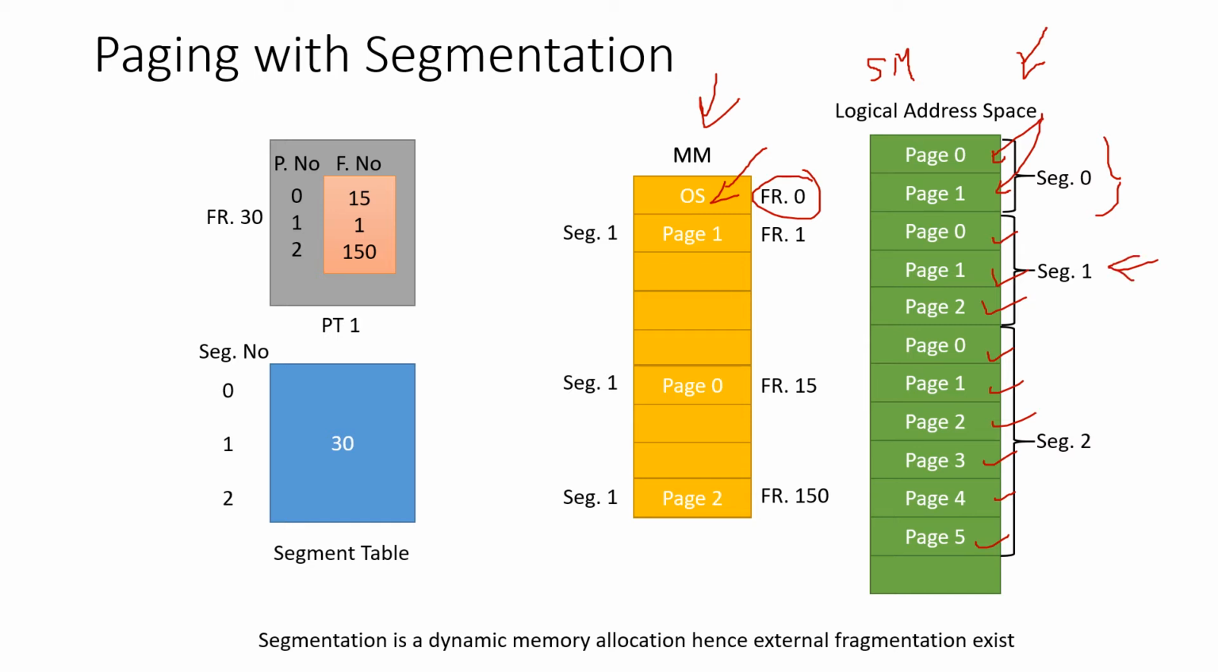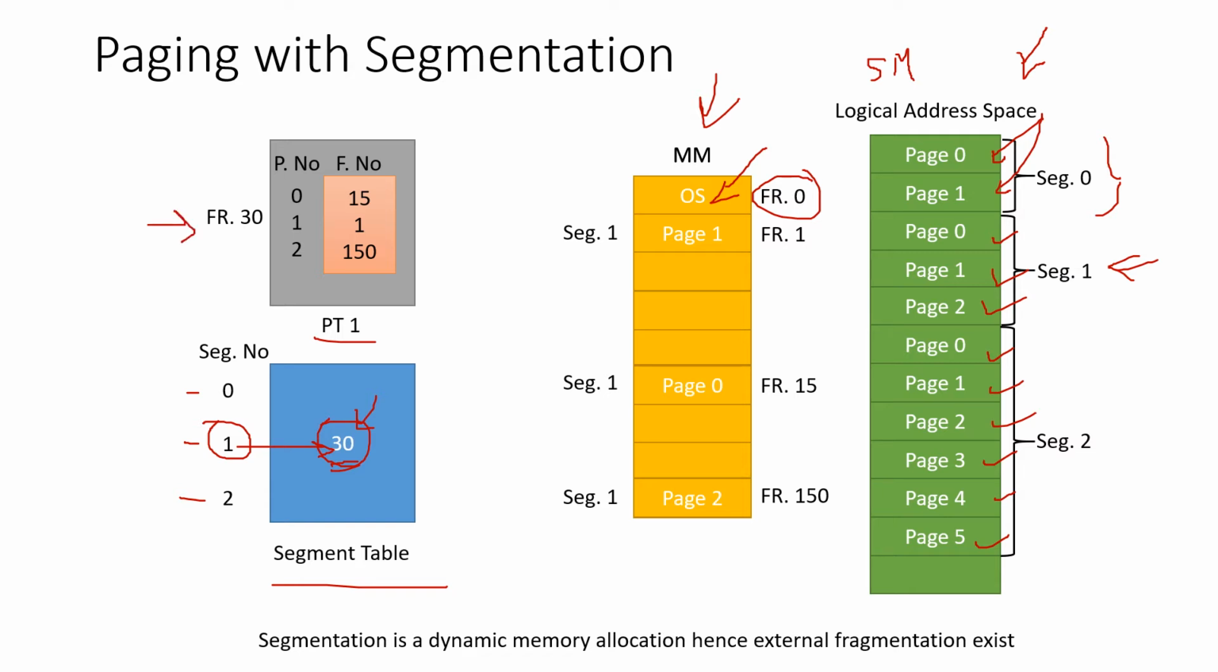Here you can see that there is one segment table and there is page table 1. So now what is this page table 1? This page table 1 is for segment 1. So page table 1 for segment 1 is stored in frame 30 in main memory. From where you will get this information? Here you can see in segment table there are segment numbers 0, 1 and 2, and 1 is stored in the frame number 30. So at the frame number 30 there is a page table 1. Why 1? Because segment 1.